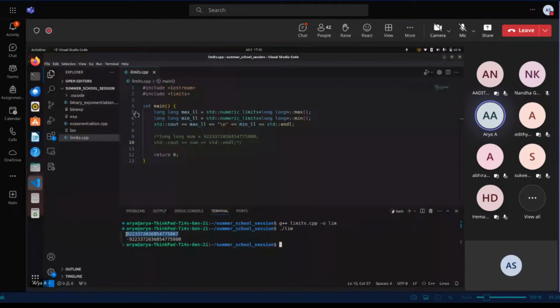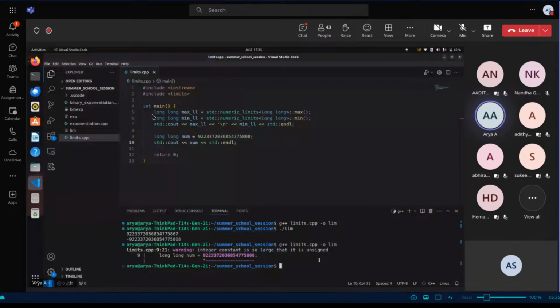But what happens if I cross this number? It won't throw an error, but you'll get some kind of erroneous results. We'll look at it right now. This part of the code I have commented out. I hope you know what comments are in C++ code. Let me rerun it. As you can see, it gives me a warning: integer constant is so large that it is unsigned. We'll look at it later. For now, I'll ignore this warning and proceed to run this.